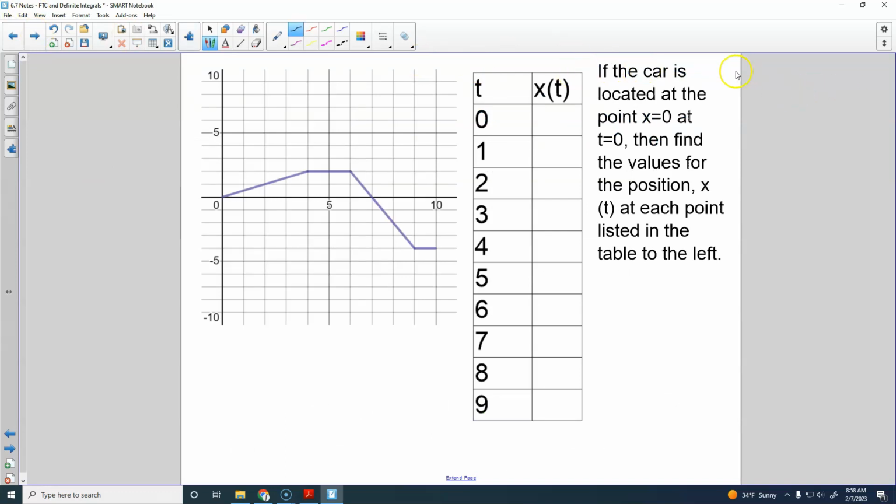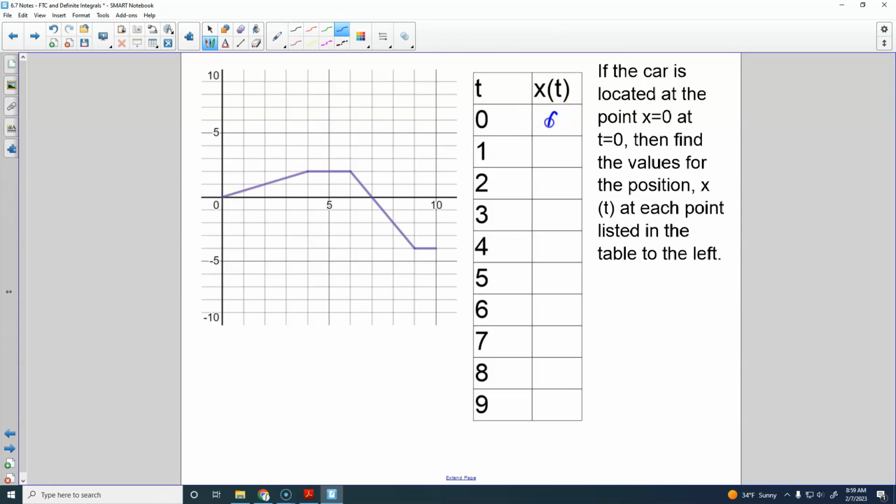Okay, so if the car is located at the point x equals 0 at t equals 0, this is now telling us where the car started. We want to find the values for the position at each point listed on the table to the left. Do I really want you to do all of those points? Because some of these are going to be hard to do, like that first one. I think we can do it.